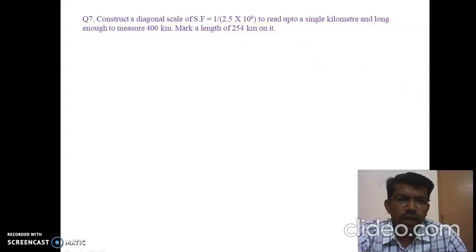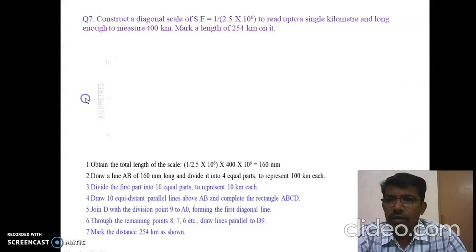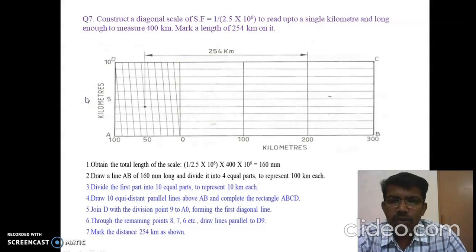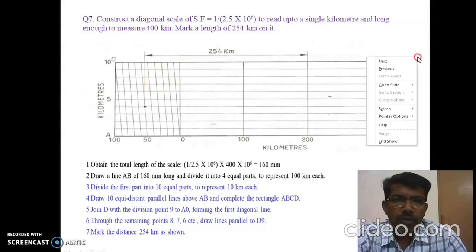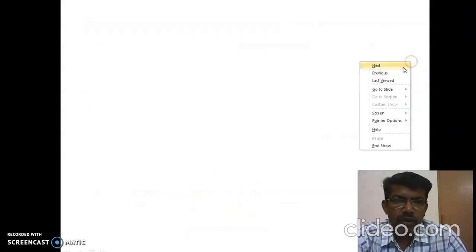Right. So here let us see the constructional procedure. Let us go to the previous slide. Sorry.